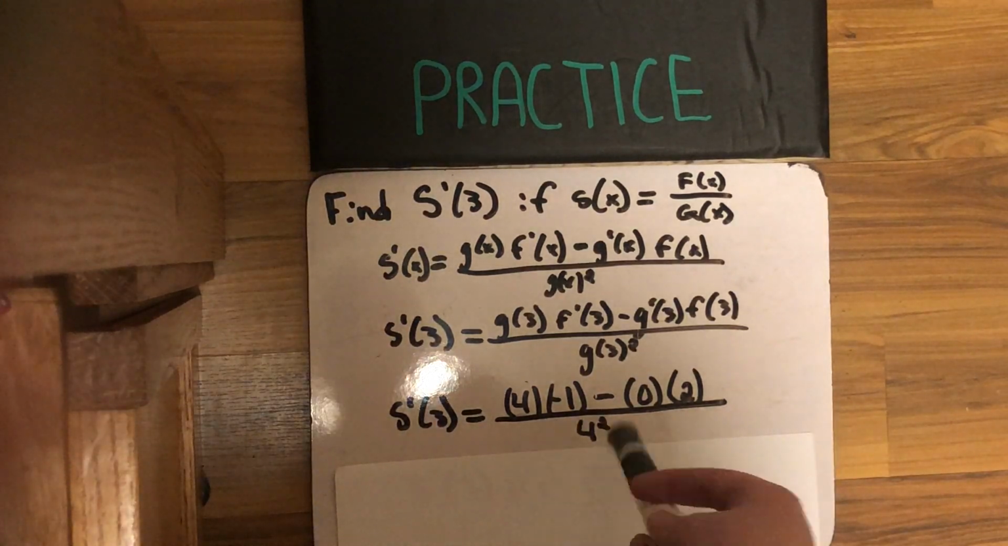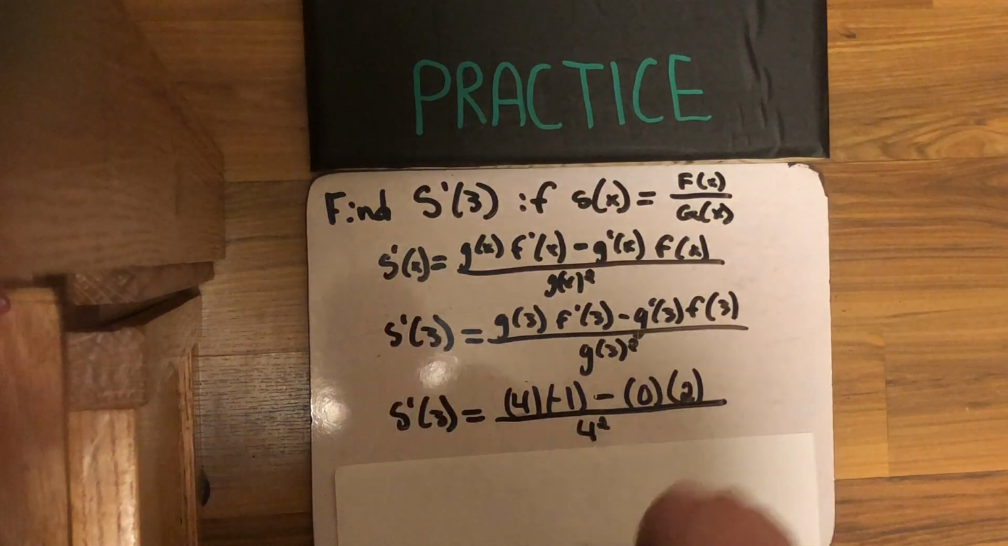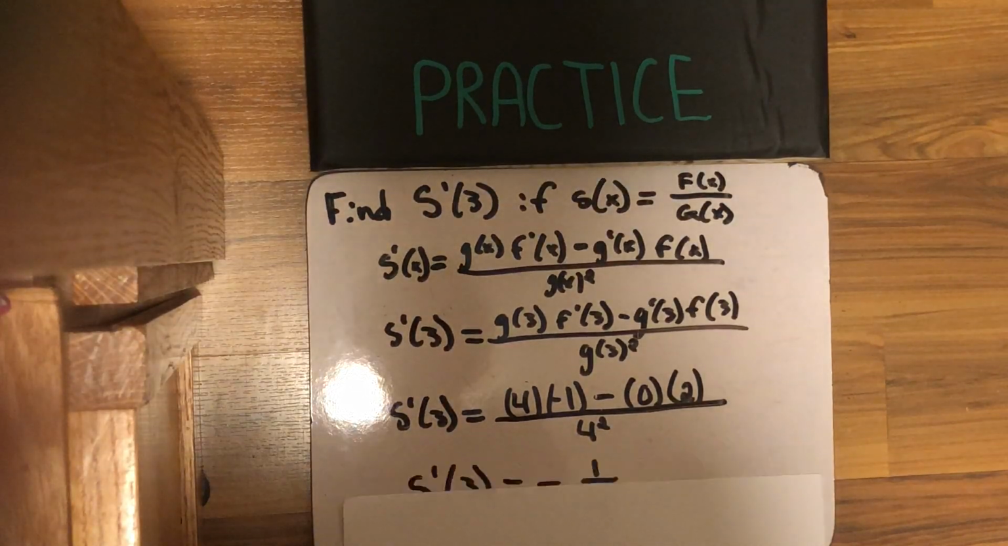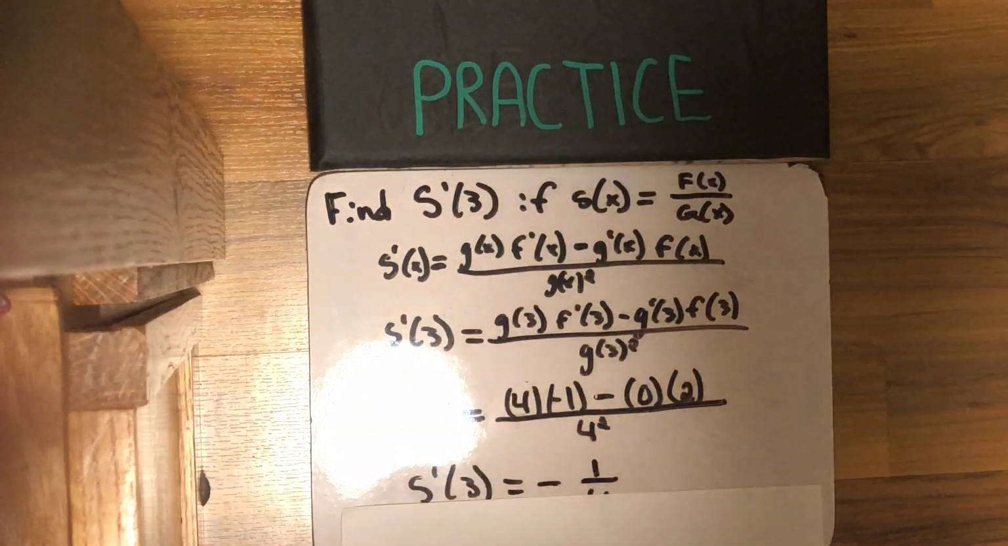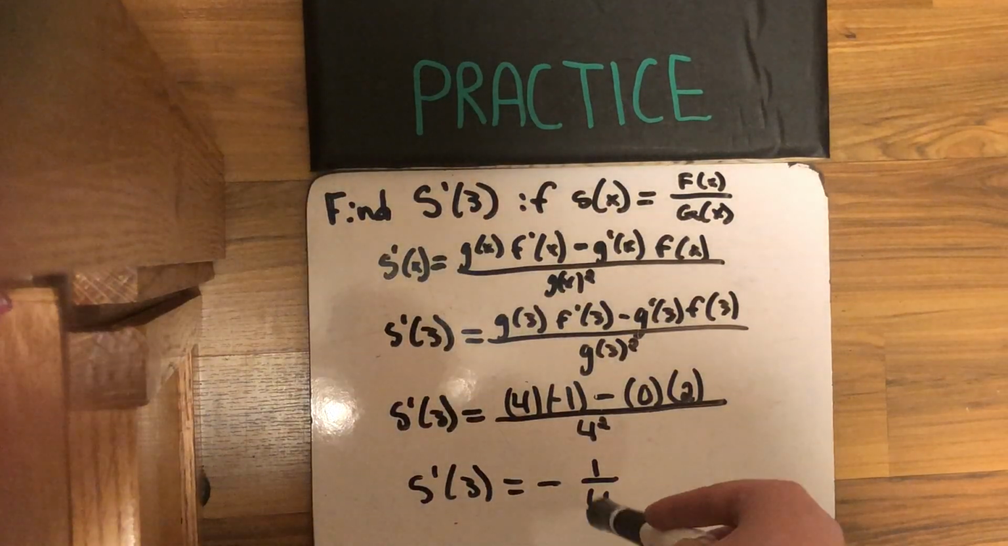So if you do the math for this, 4 times negative 1 is negative 4, minus 0 times 2 is 0, all over 4 squared, which is 16. And then the final answer for s prime of 3 equals negative 1/4.